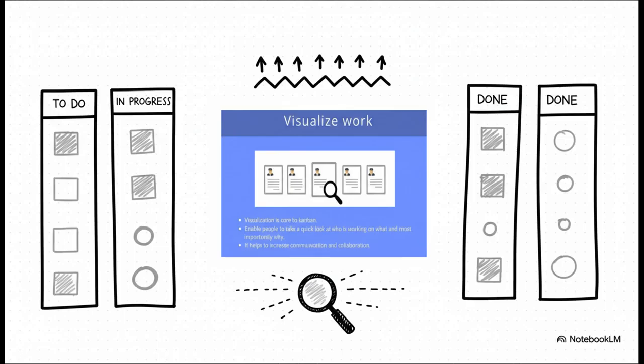First things first, and this is the big one, you have to make the work visible. When everyone on the team can see the entire workflow, from the to-do list all the way to done, it just changes everything. Communication improves, collaboration gets better. There's no more guessing about who's supposed to be doing what.